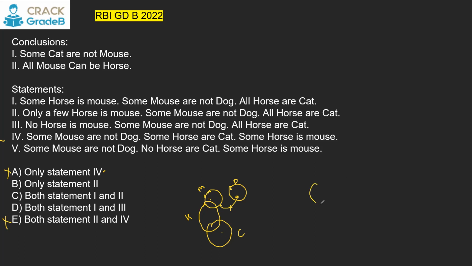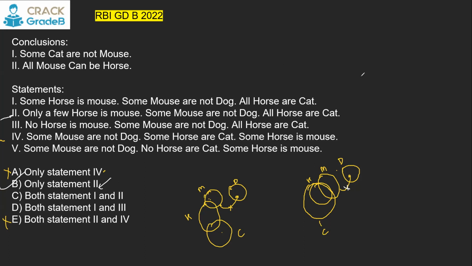Some horse are mouse. Some mouse are not dogs. So the entire mouse cannot go inside the dogs. All horse are cat. Conclusion number 1: Some cats are not mouse. No, not necessarily true. All cats can go inside the mouse as well. So only 2 is left, option number 2 then. That's the only option left, so that has to be the answer. But still we'll check it.